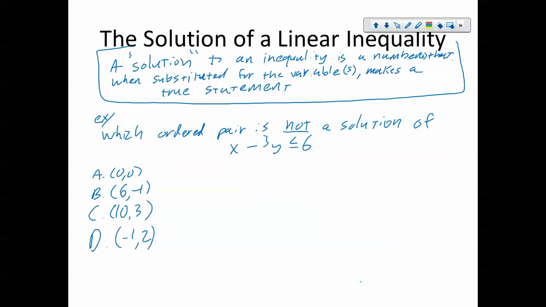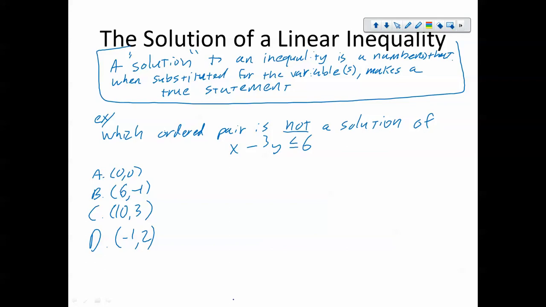Let's talk about the solution of a linear inequality. Just like what we said in the last video, a solution is what makes a true statement. A solution to an inequality is a number or numbers that, when substituted for the variable or variables, makes a true statement. So just to do a quick example here, we have this inequality, x minus 3y is less than or equal to 6, and we're saying which of these ordered pairs is not a solution.